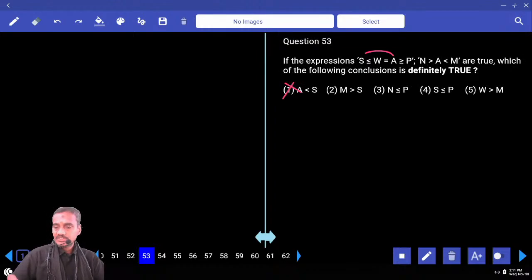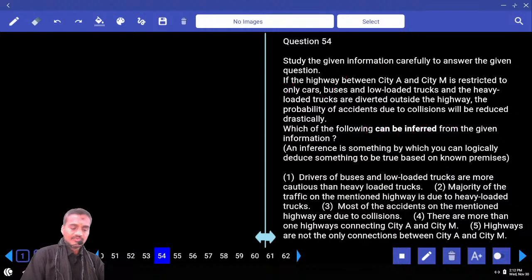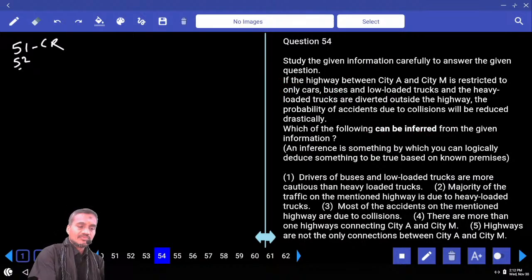M and S. Between M and S, which element is common? A is common. S lesser than or equals to A lesser than M. S lesser than M means M greater than S. So what is your answer? Definitely true, choice 2. And question number 54. Which category does 54 come under? 51, 53, 54, these are based on CR.